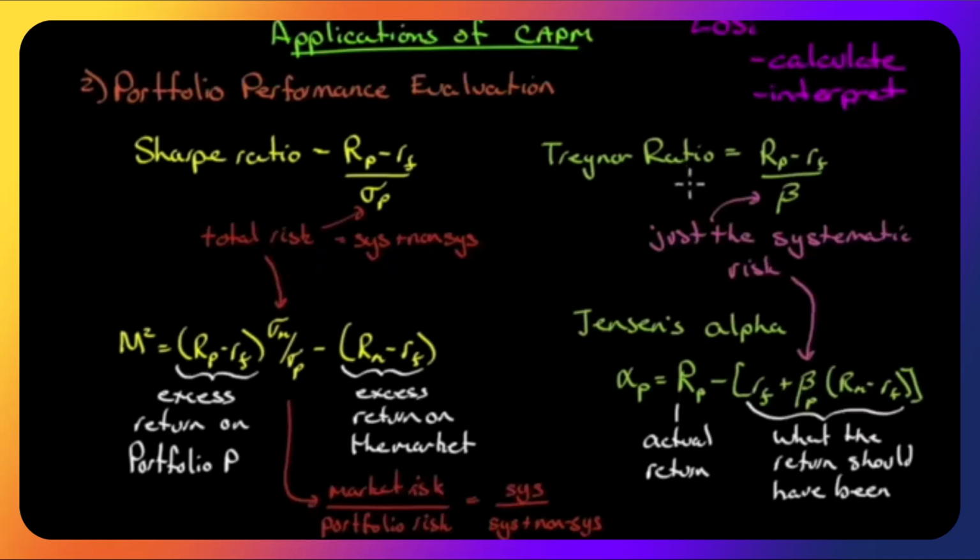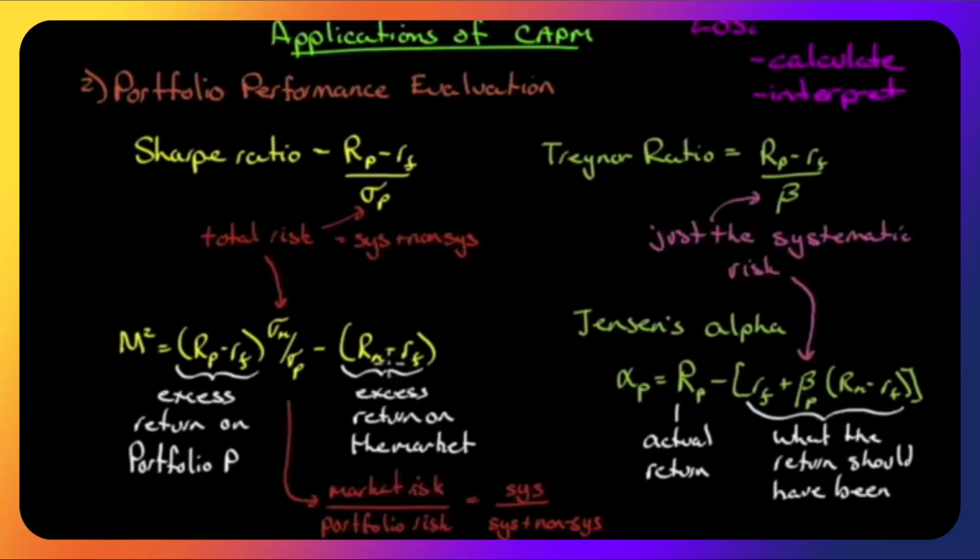Also using total risk is another one called M squared, M for Modigliani, grandfather, granddaughter. So they're both named Modigliani. So rather than call it the Modigliani model, they just say, look, that's ridiculous, let's just call it M squared. It is the excess return on the portfolio adjusted for total risk minus the return on the market, the excess return on the market. So it uses market.